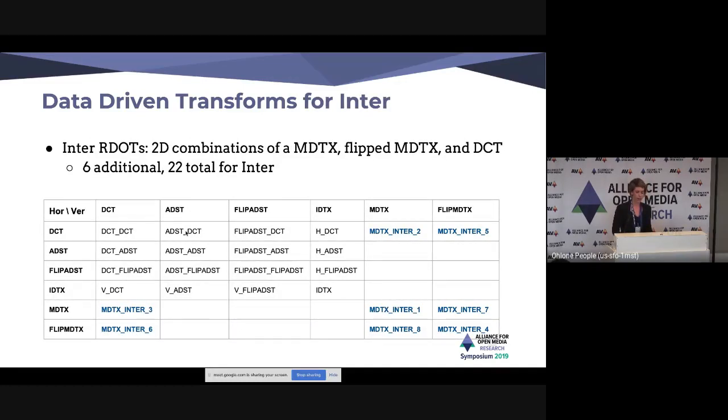For inter, we have trained MDTX and flipped MDTX, and we create 2D combinations between those two and DCT. There's a typo on this slide. Instead of 6 additional transform types, it's actually 8 additional transform types. And these are just added on top of the 16 that are currently available in AV1.